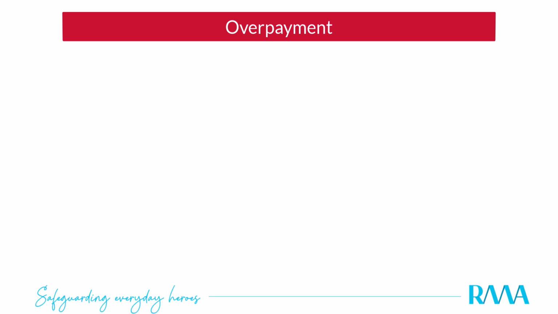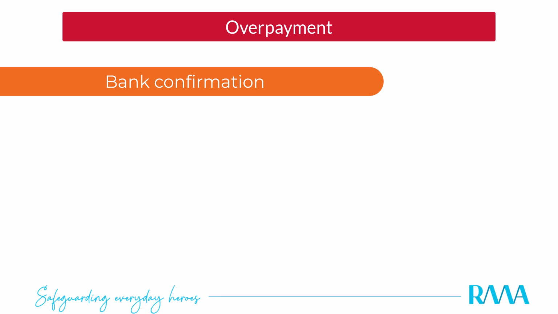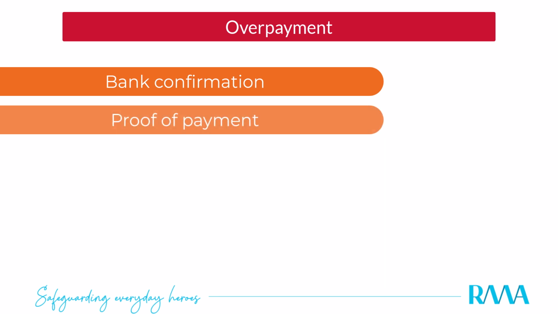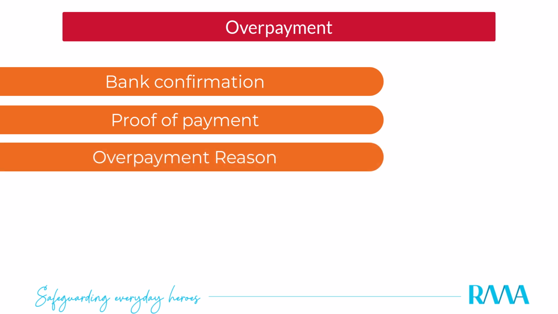If the refund relates to an overpayment, you need to upload these documents. Bank confirmation letter with the bank stamp that is not older than 3 months. Proof of payments made to RMA for the queried amount, and the reason for overpayment for FICA purposes. This can be submitted in any format.